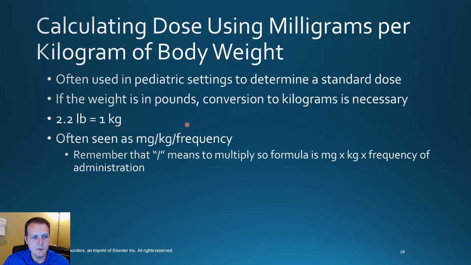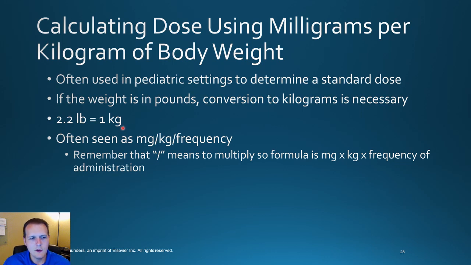You can, as I mentioned before, use milligram per kilogram dosing. This is super common in pediatrics that we do all the time. Basically, if the patient has a weight in pounds, we want to convert that over to kilograms. So we would just take the patient's weight and set up a normal proportion here, using the conversion of 2.2 pounds to 1 kilogram.